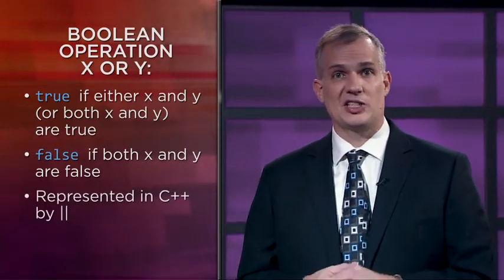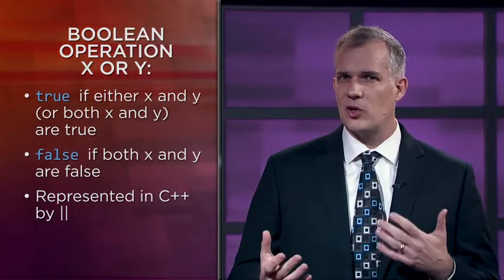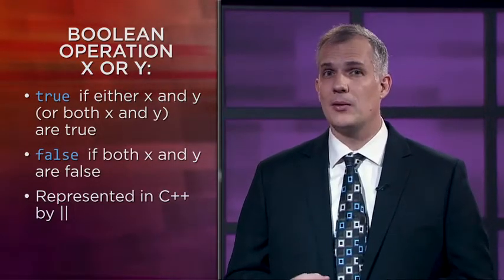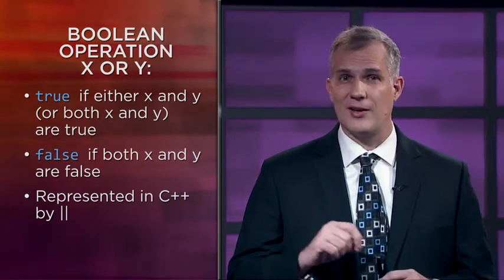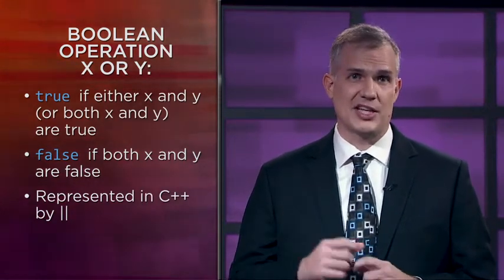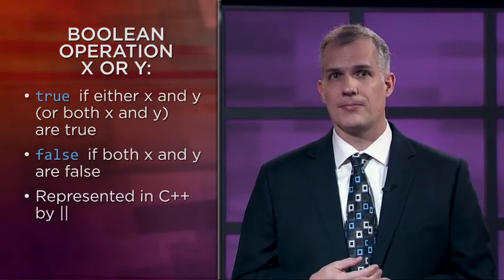In C++, we represent OR with two vertical bars. Now, we don't use the vertical bar very often in everyday typing, but you do use it here in C++ programming. You'll probably find that vertical bar character above the / key on the right of your keyboard, above the return or the enter key.